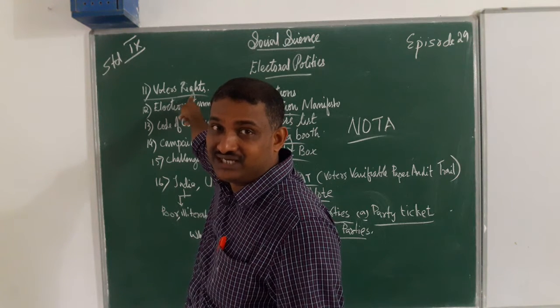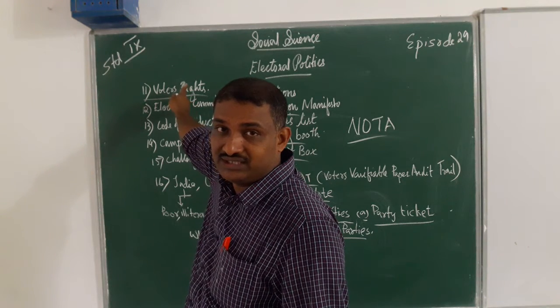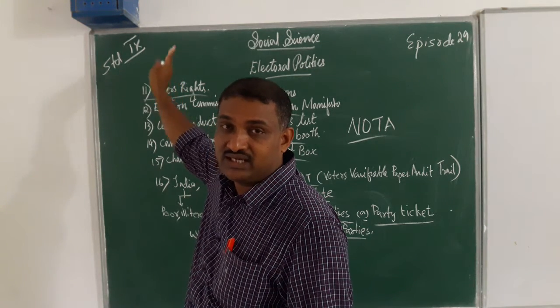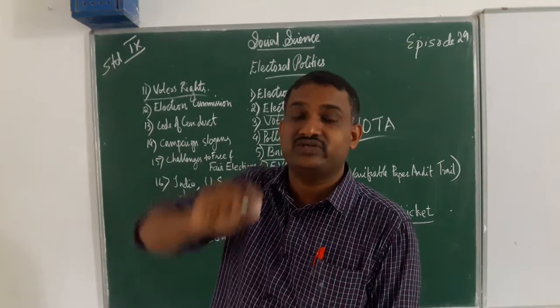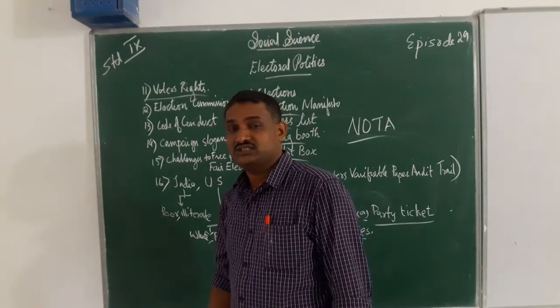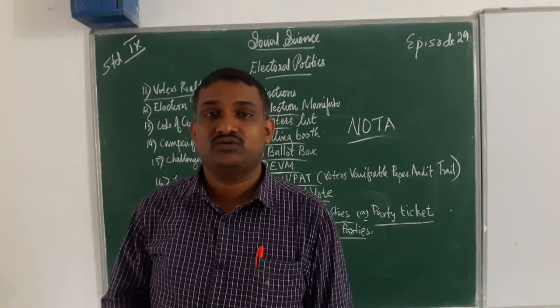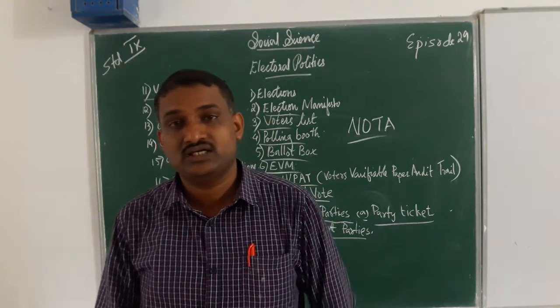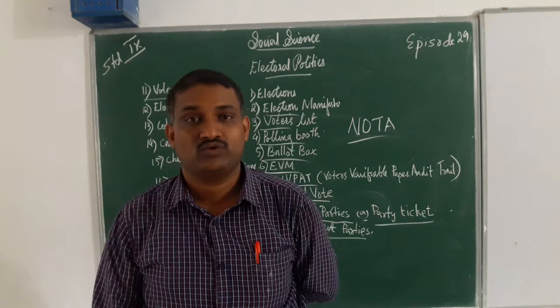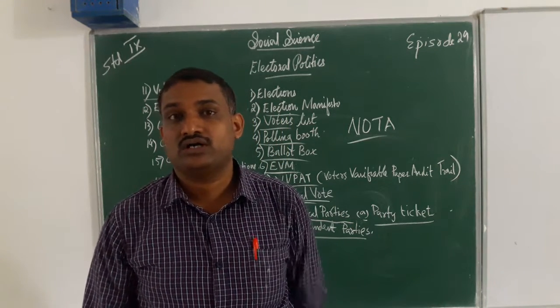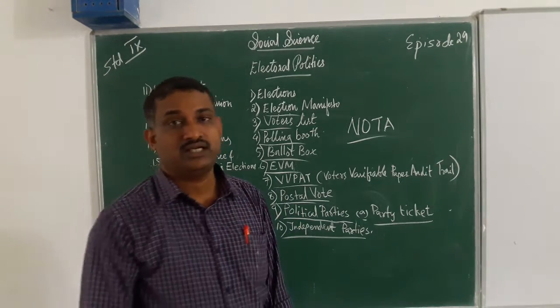Voters have vast rights. They can choose and select the government, they can choose the candidates, they can cast their vote according to their will and wish. So voters have vast powers. Voters will select, voters will elect, and voters can cast according to their will. That is possible in a democratic country, but it is not possible in a monarchy or other forms of government.